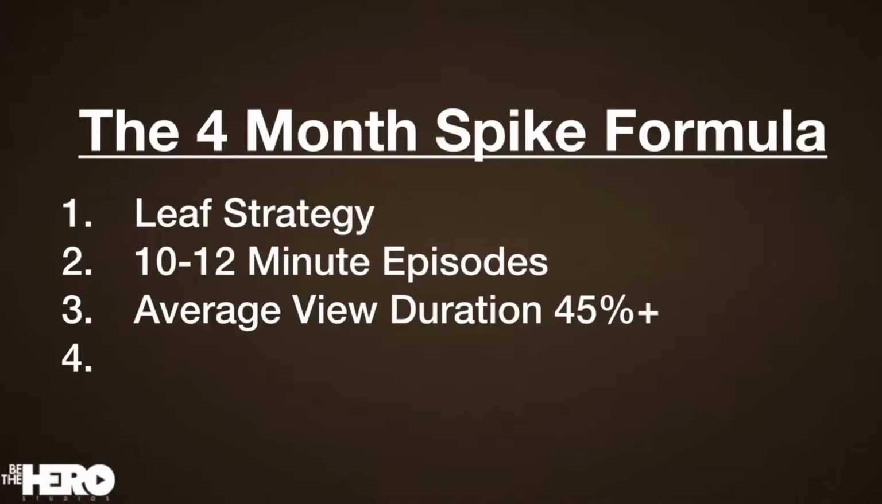Third ingredient, you need a good average view duration. If people are only watching 1 minute of a 10-minute video, that's not so good. You want people watching at least 4.5 minutes of a 10-minute episode. Ideally get them up in the 5 or 6 minute range. So that's the third ingredient. You've got to have people watching your content.